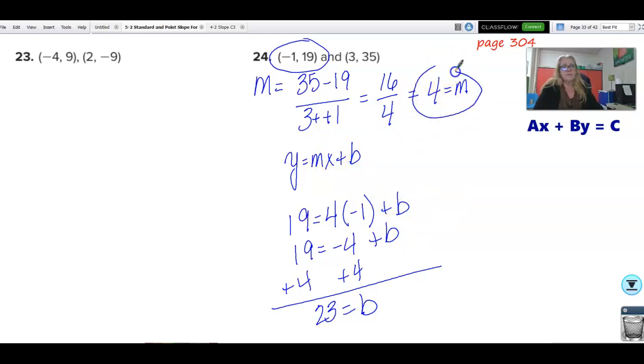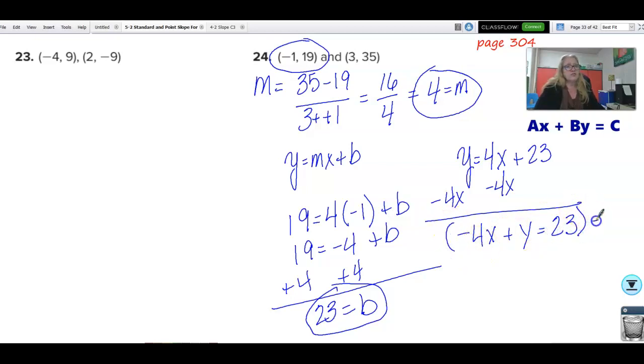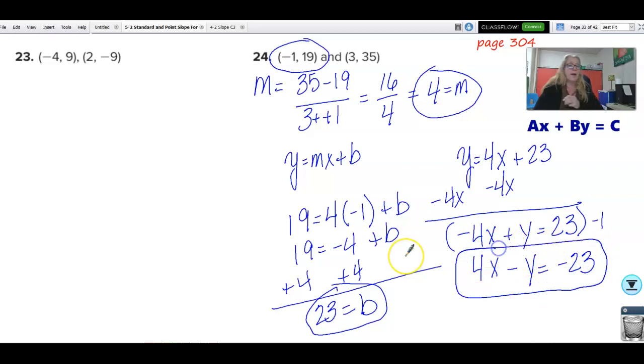So I have my m, and I have my b. I can write my equation. Y equals mx plus b. Now my final step is to put it in standard form, which means I need to move 4x over here. I do that by subtracting 4x from both sides. That gives me negative 4x plus y equals 23. And I now need to multiply each term by negative 1, which gives me 4x minus y equals negative 23. And that is a wrap.